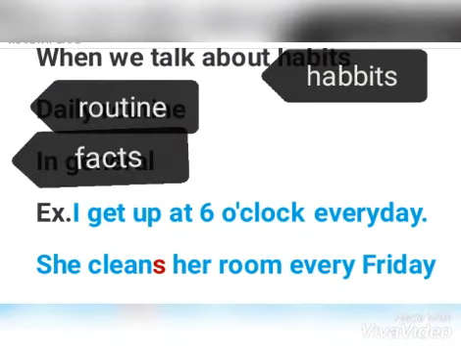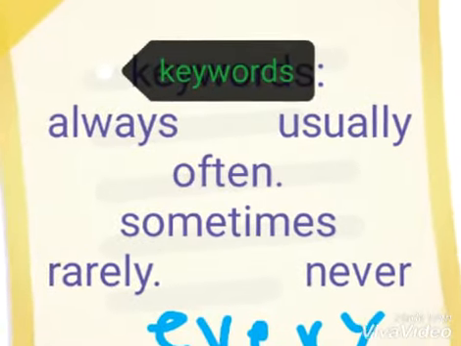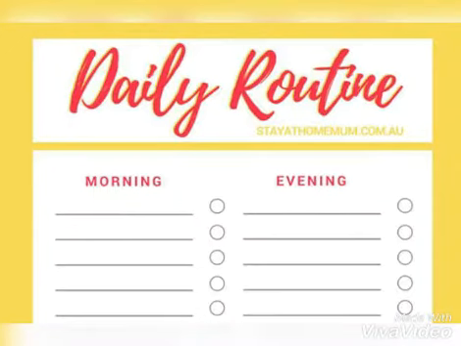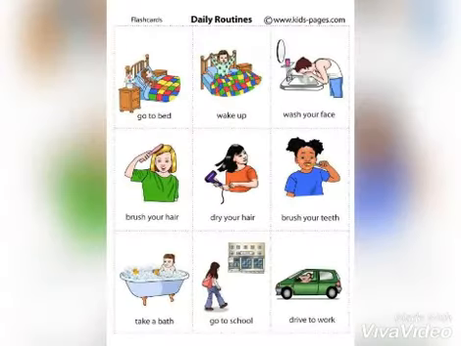We have here the usage. We talk about the present simple when we talk about habits, العادات بتاعتنا, routine, and facts. Like for example, when I say I get up at 6 o'clock every day, this is a routine. She cleans her room every 5 days. This is a habit or maybe routine. These are the key words. When we talk about the daily routine or something that's daily, we use the present simple.